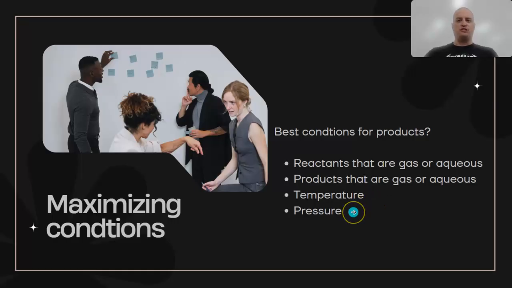Pressure is going to be the most challenging. So changing pressure to shift to the right depends on the number of particles on either side. So if there are less particles in the products, you would increase the pressure. If there are more particles in the products, you would decrease the pressure. If they have the same amount, or let's say none, then pressure will not be changed and there's no change at all.